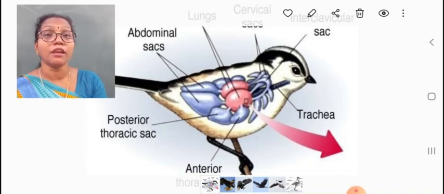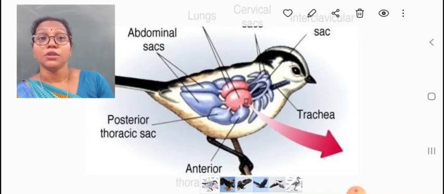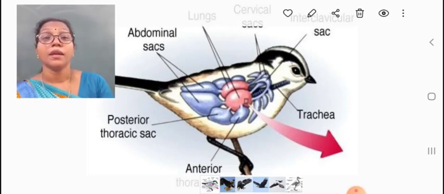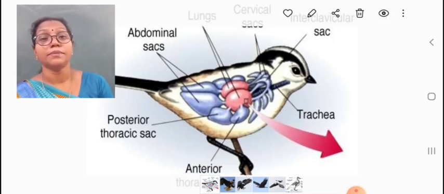That means during their flight, more energy is derived because, due to the presence of the air sacs, more oxygen is supplied in the blood and more energy is produced. That's why birds can overcome the force of gravity and also fly continuously many kilometers without stopping. So children, these are the adaptations that help birds to move from one place to another.